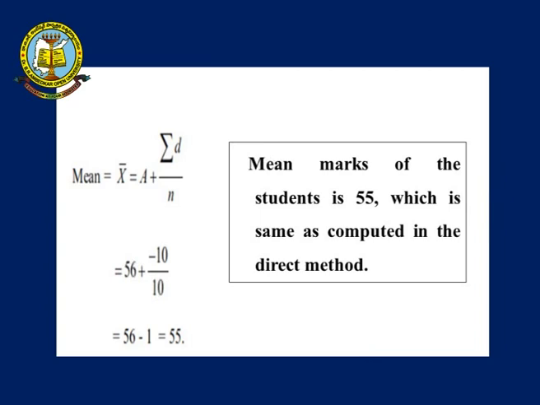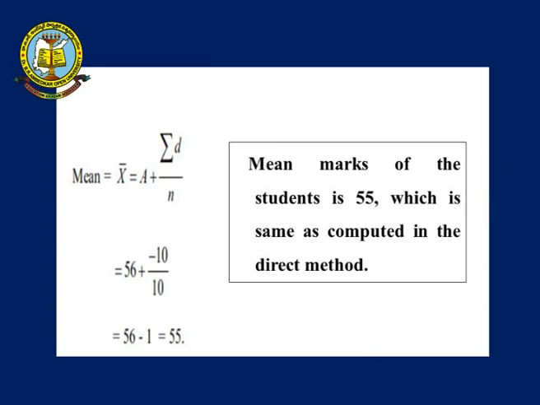Mean is equal to, what is the shortcut method formula? X bar is equal to A plus summation d by n. A is the assumed value. What is your assumed value? 56, plus, what is the summation d value? Minus 10. What is the n value? Number of observations, which means the number of students. How many students' marks are we taking here? Only 10. So now we can substitute: 56 plus minus 10 by 10.